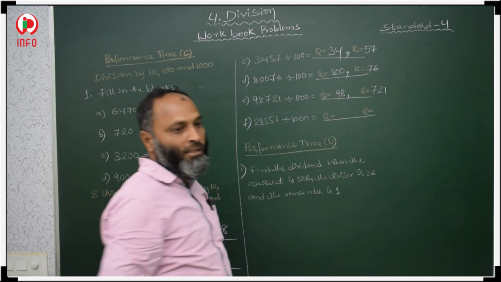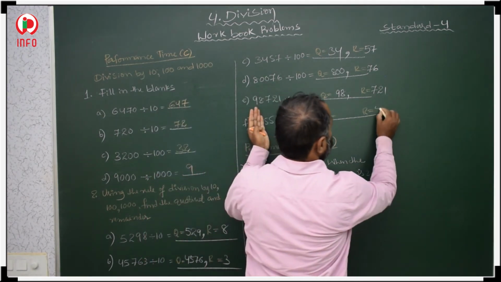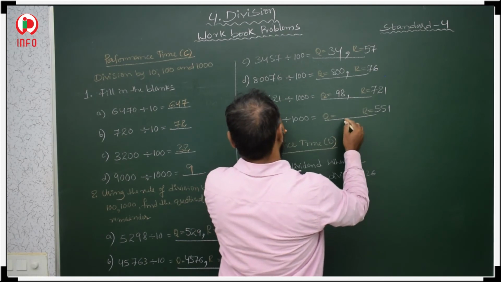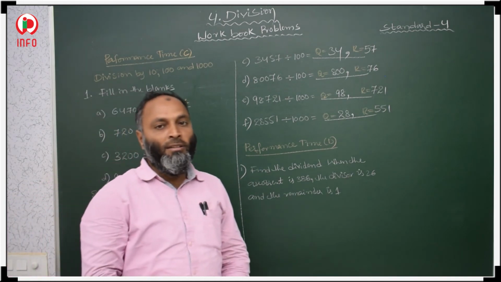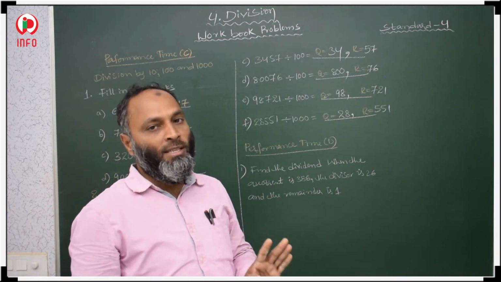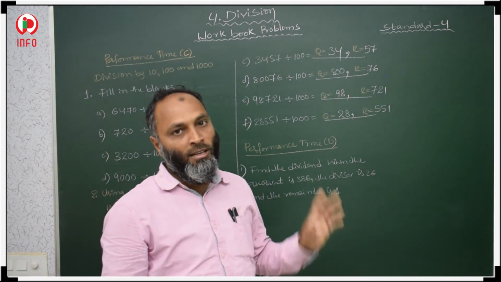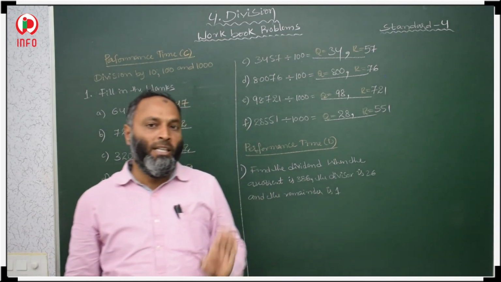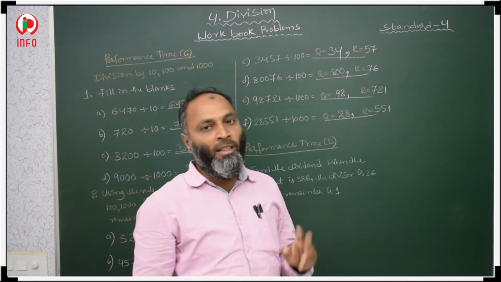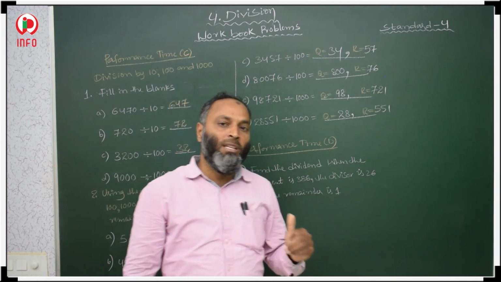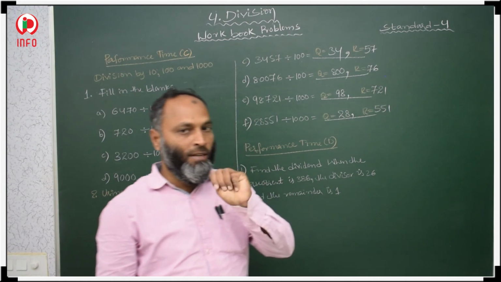98 is our quotient. And here, dividing by 1000, the last three places are our remainder and the rest of the places are the quotient. So in this way we have to write. If we divide by 1000, the last three places, meaning ones, tens, hundreds, are our remainder and the rest of the places are the quotient. If we divide by 100, the ones and tens places are the remainder and the rest are the quotient. If we divide by 10, the ones place is our remainder and the rest of the places are the quotient. These three things you have to remember.